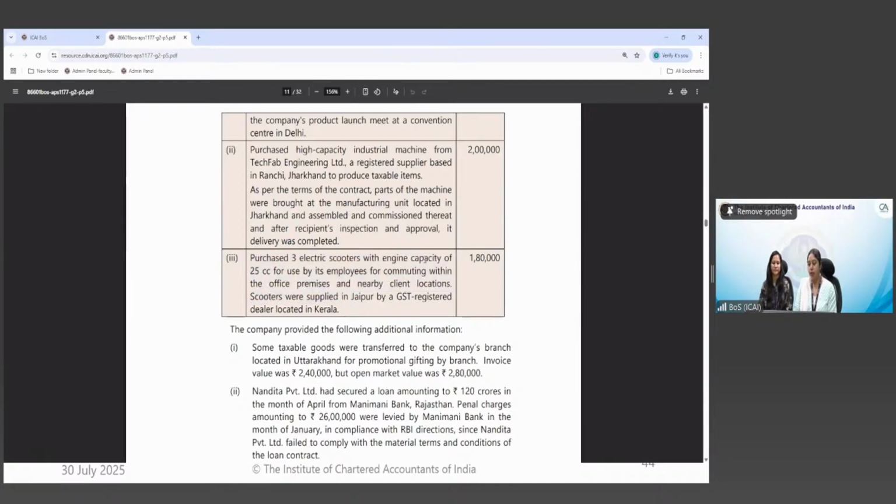Now, 3 scooters with engine capacity of up to 25 cc for use by its employees for commuting within the office premises and nearby client locations. Scooters were supplied in Jaipur by a GST registered dealer in Calcutta. So for 1,80,000, we have purchased 3 scooters.